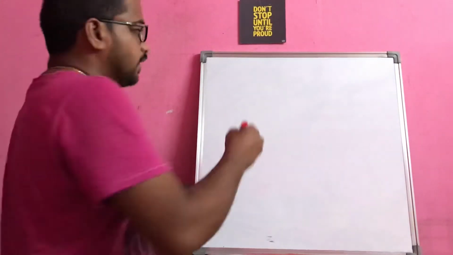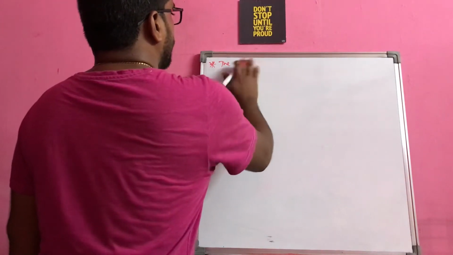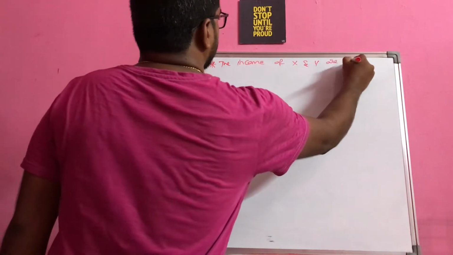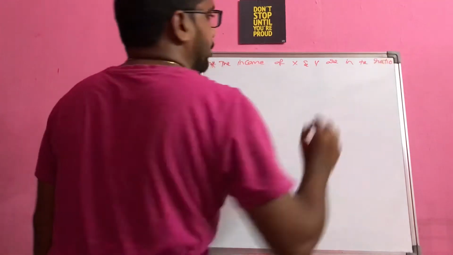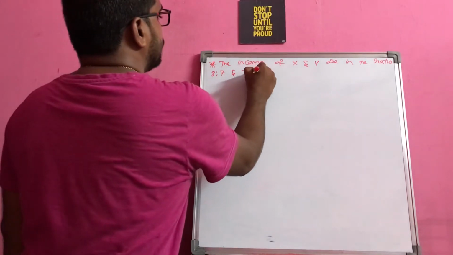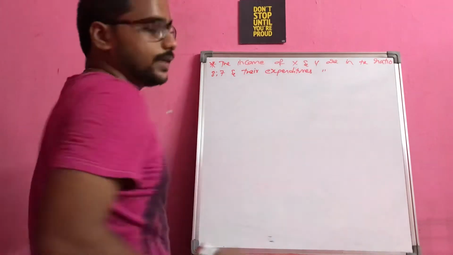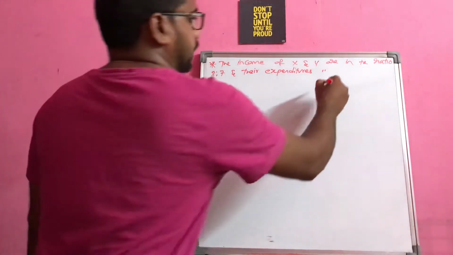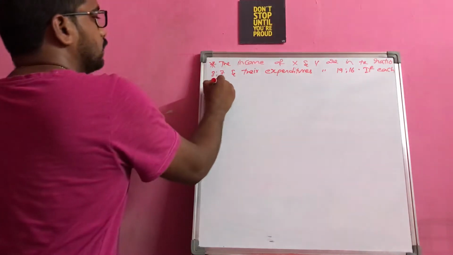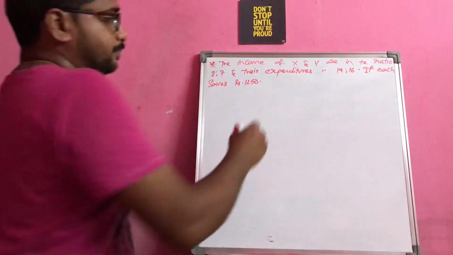See this question. The incomes of x and y are in the ratio 8:7, and their expenditures are in the ratio 19:16. If each saves 1250 rupees, find their income.